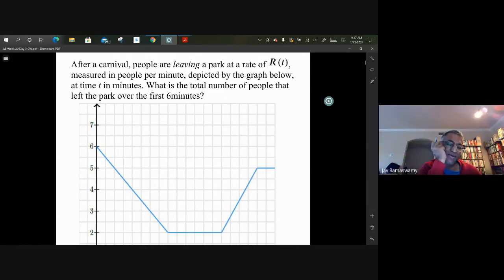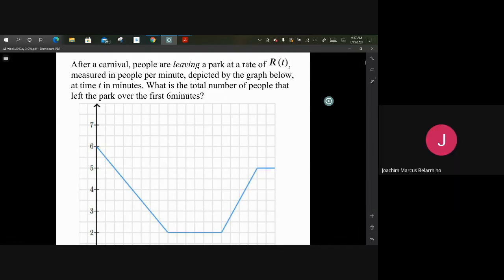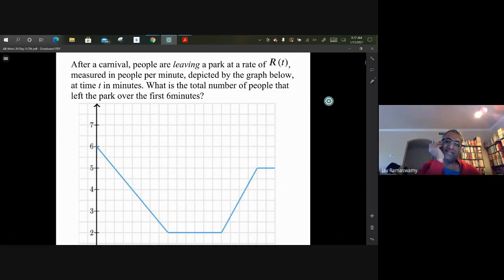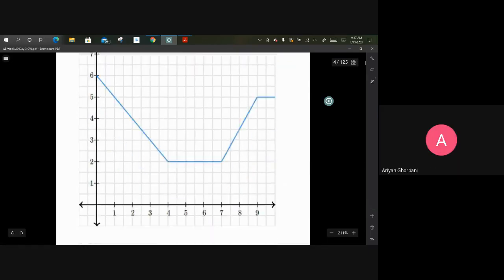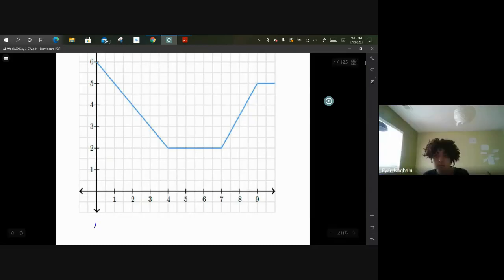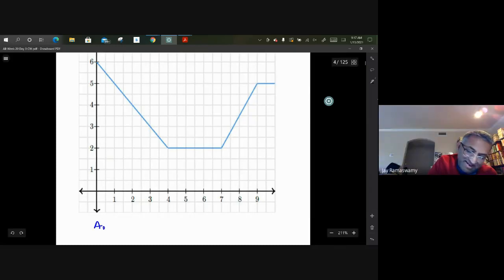So what are they asking? The amount out. Do we want amount out? And what have they given us? The rate out. Right. So what do you get? The integral of the rate out function. It says first 6 minutes, so amount out at 6 minutes is the integral from 0 to 6 of rate out dt. Everybody okay there? Yes.